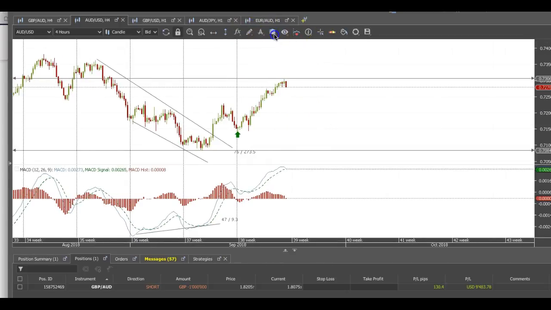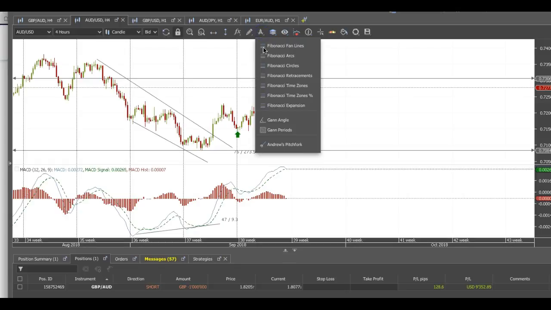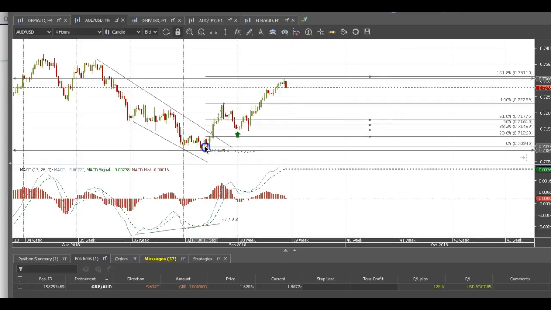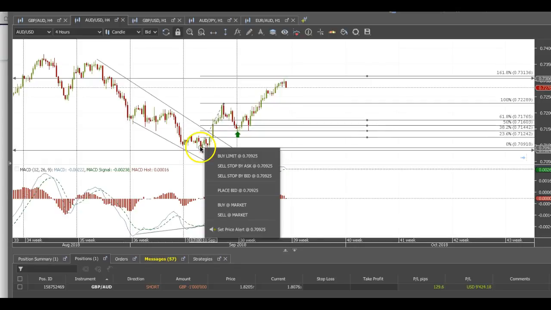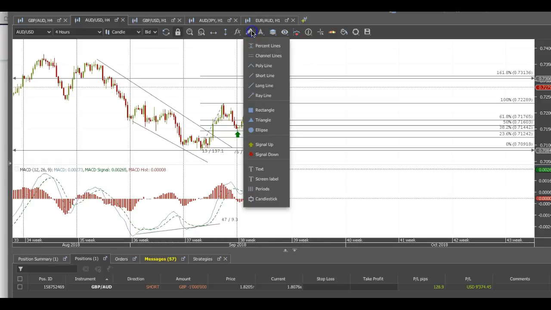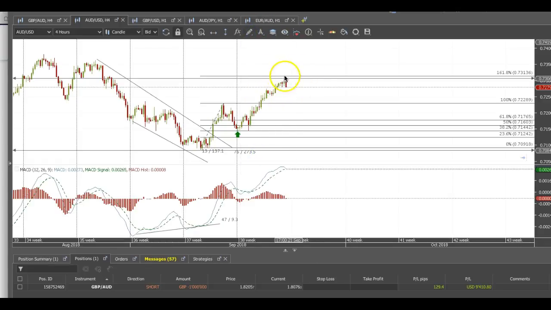I actually use a Fibonacci tool for targets, and you learned this in my course. So there's Fibonacci. I draw it from the swing high to the swing low. And look, 161 retracement, almost to the pip. It reacted to that level, 161. So that's the target.